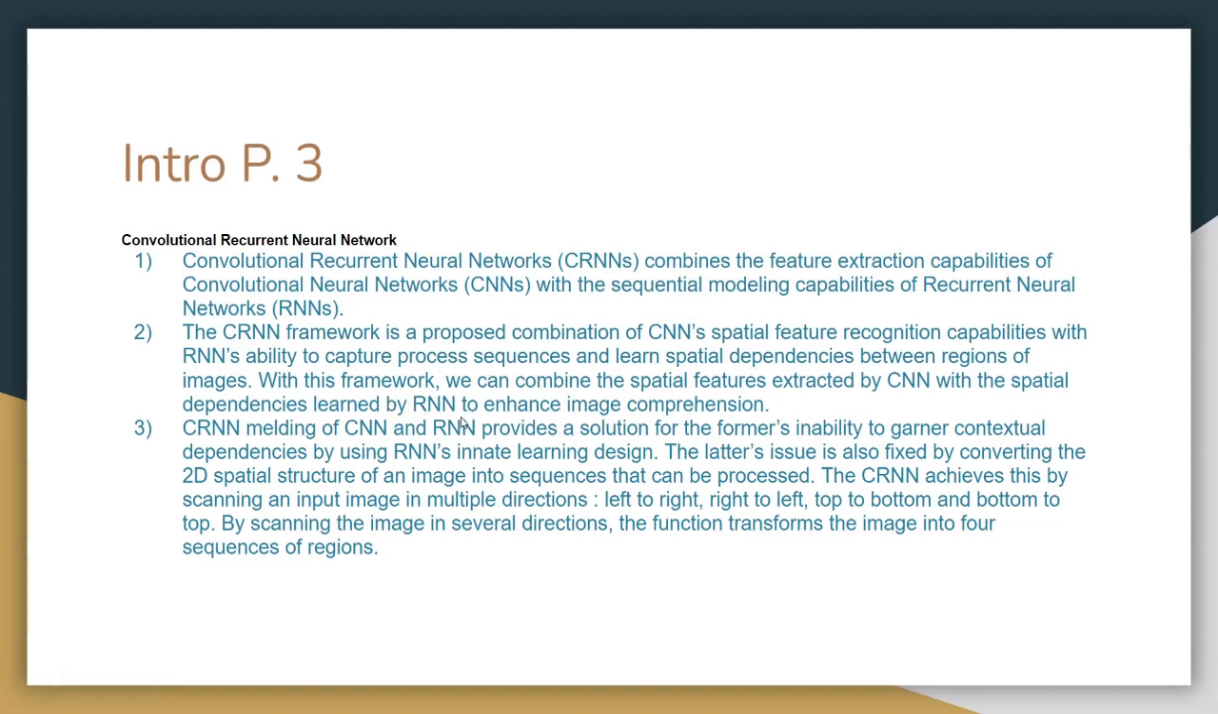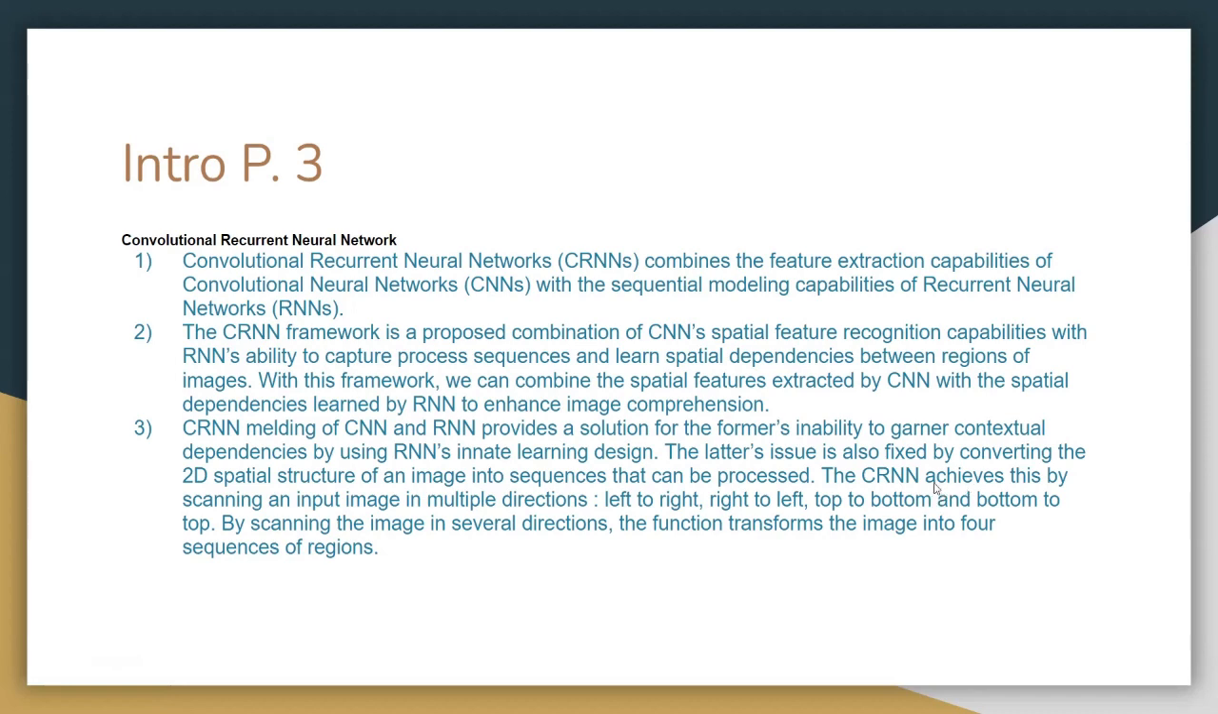So CRNN's melding of CNN and RNN provides a solution for the former's inability to garner contextual dependencies by using RNN's innate learning design. And the latter's issue is also fixed by converting the 2D spatial structure of an image into sequences that can be processed. And I'll go over how that's achieved a little bit later.